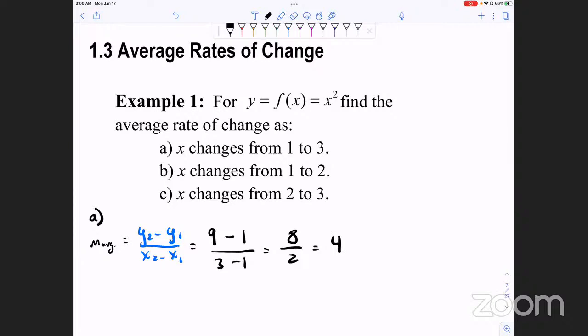Now let's see what happens as x goes from 1 to 2. The change is going to be y2, so 2 squared is 4, minus 1, over 2 minus 1. That's 3 over 1.